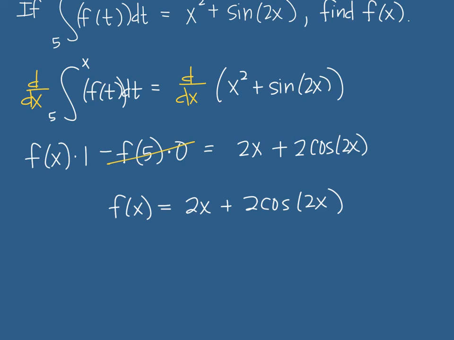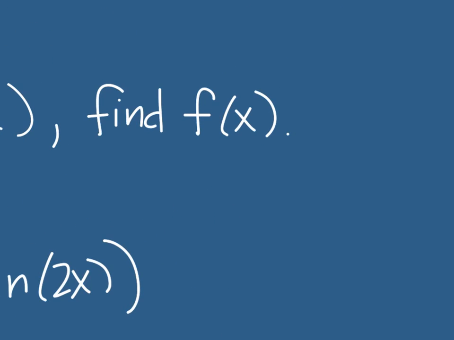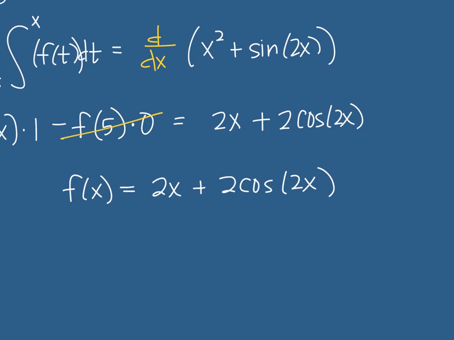If they ask me to find a specific value after that, I plug it in at this point. You plug it in at the end. So for example, if the question had said, find f of 7, you don't plug 7 in at the beginning. You find f of x first. And then you plug in 7 to get 14 plus 2 cos 14. So one of the dangers is plugging in a number too soon.